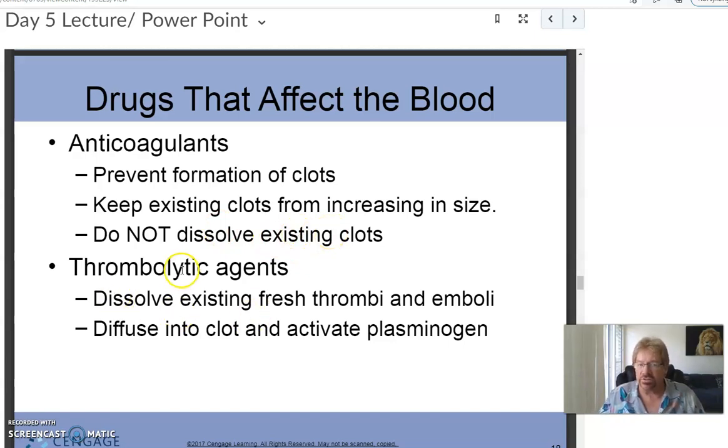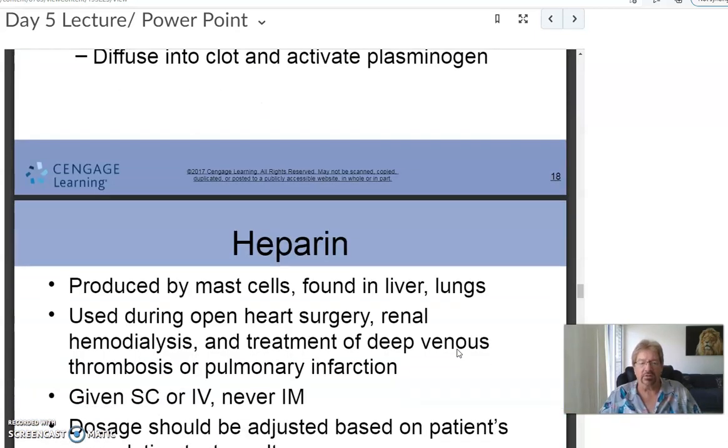Thrombolytic agents do. Remember, lysis or lytic means to destroy or remove. They dissolve existing fresh thrombi. Now, a thrombus is a blood clot, and emboli are blood clots and other things like bubbles and stuff that are free floating in the vascular system. So a thrombus is a clot, an embolus is a clot or other things that have broken loose and are floating, which is not good. They diffuse into the clot and activate plasminogens. That's part of the clotting mechanism.